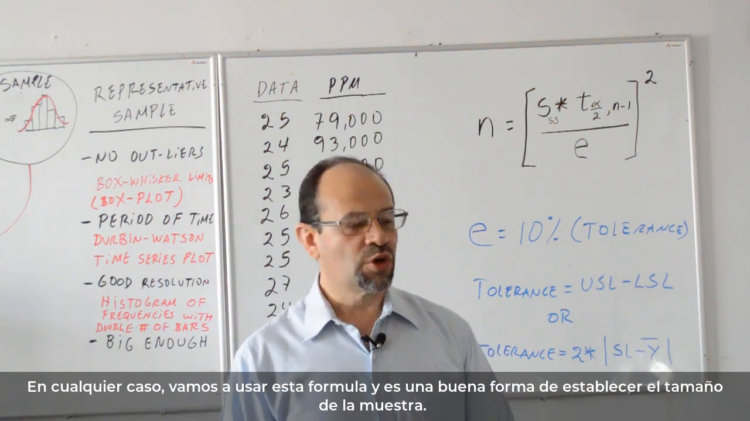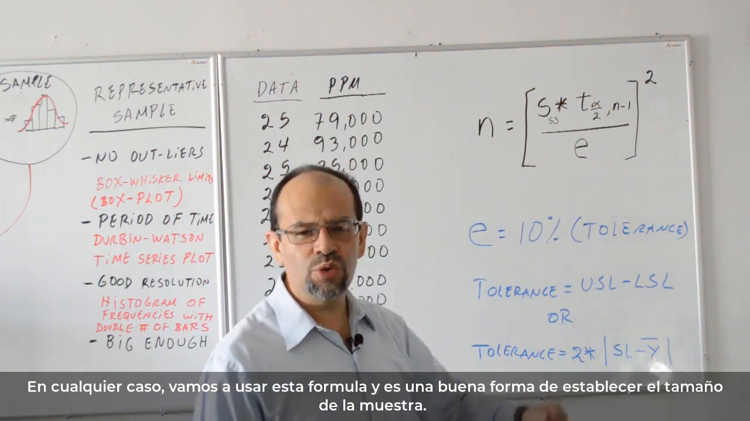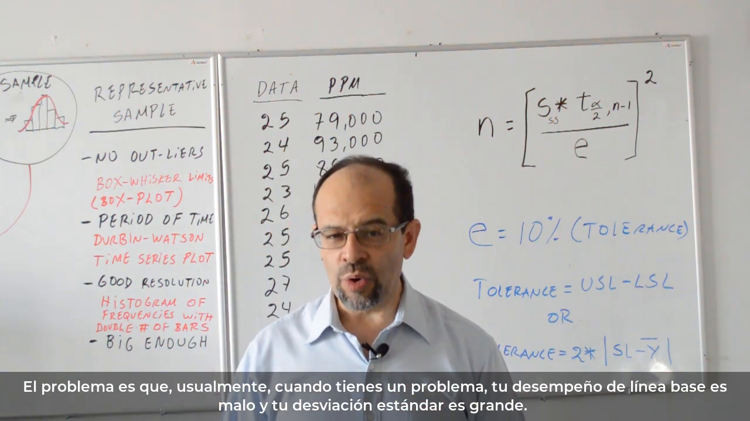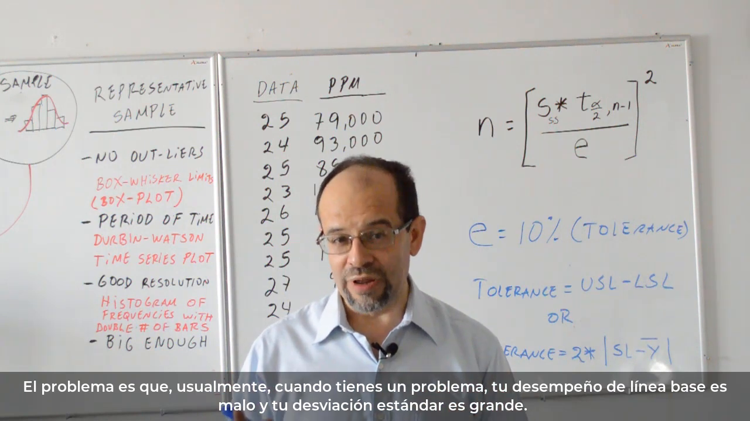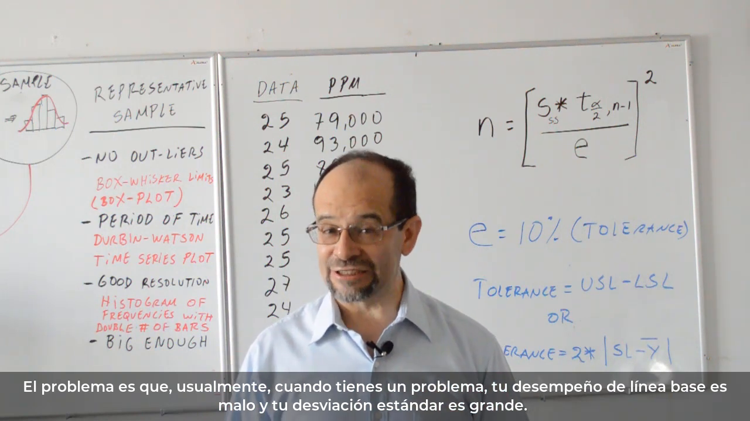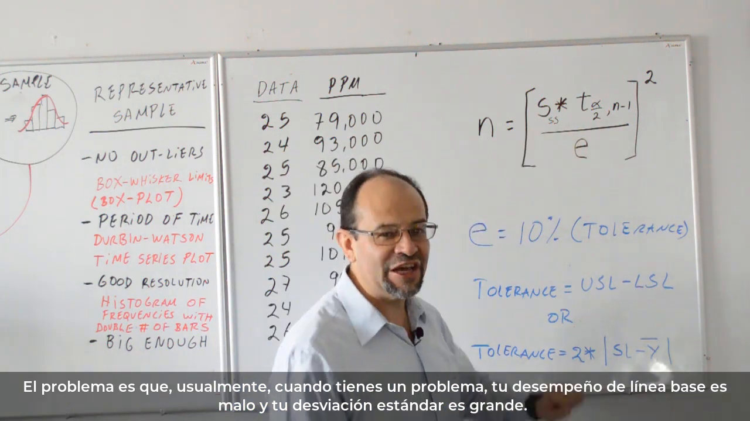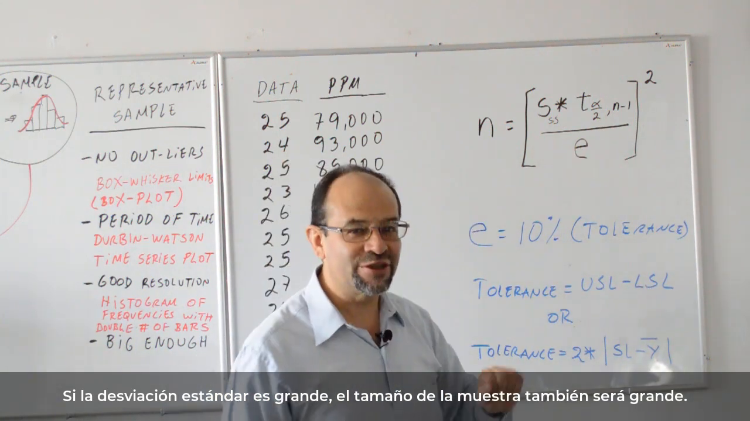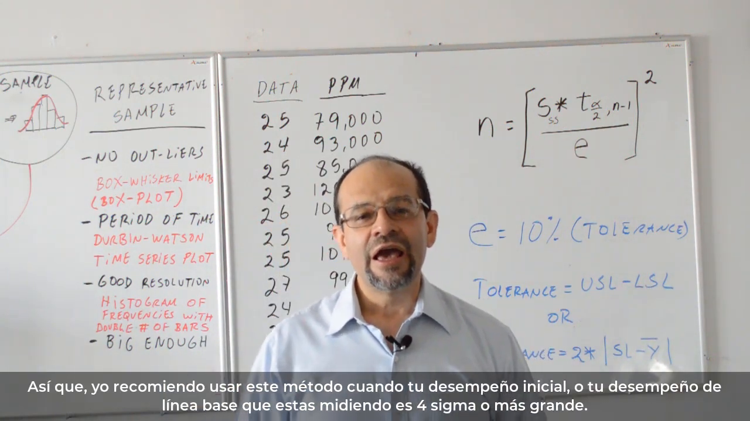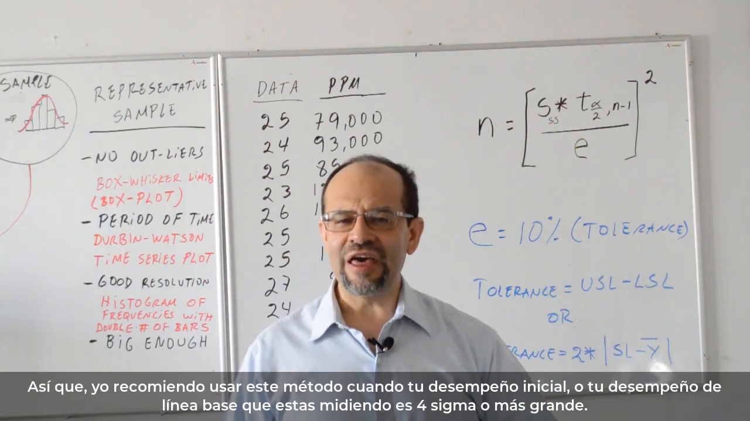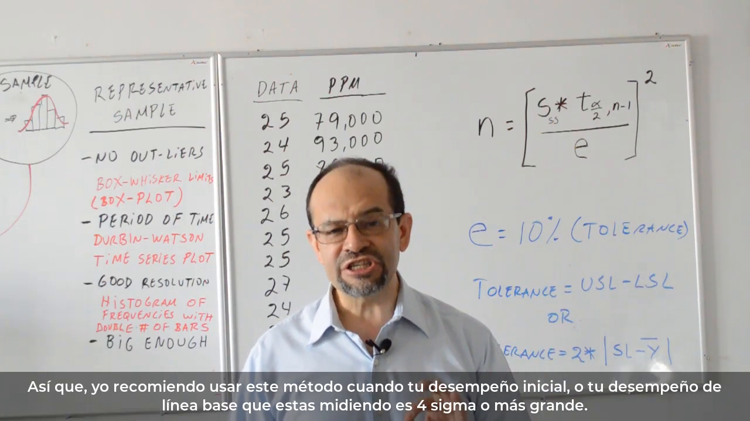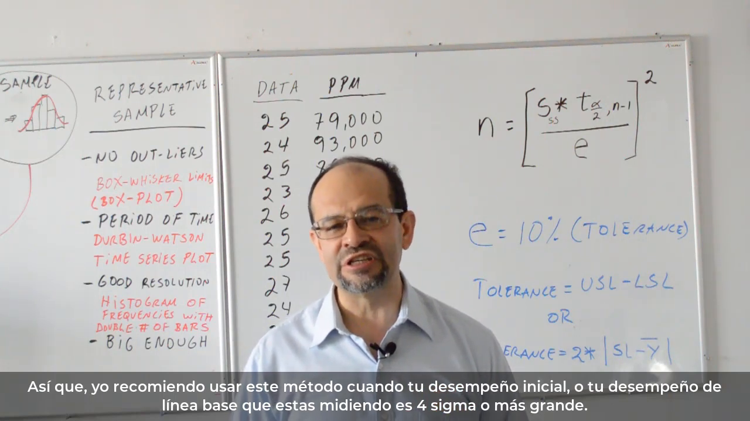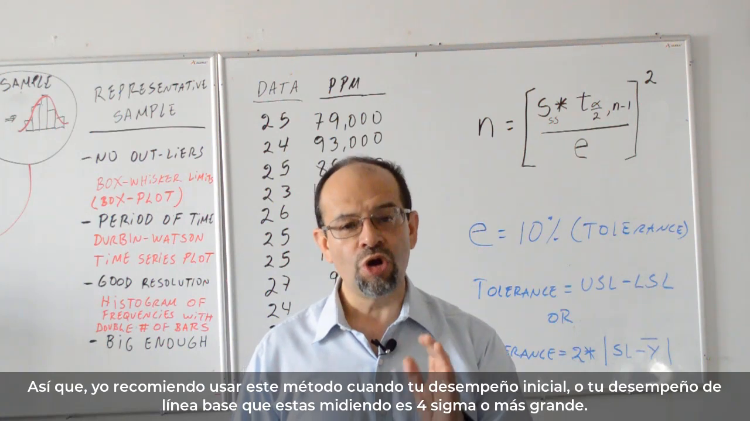But anyway, we are going to use this formula, and that's a good way to establish the sample size. The problem is that usually when you are having a problem, your baseline performance is bad, and then the standard deviation is big. If this standard deviation is big, the sample size will be big as well. So I recommend using this method when the performance that you are measuring, your baseline performance, for instance, is a sigma of 4 or greater.